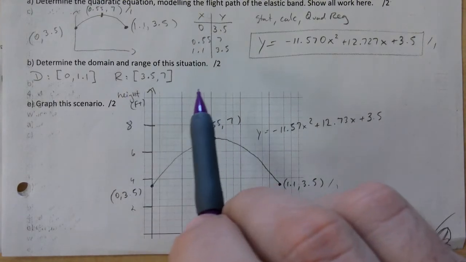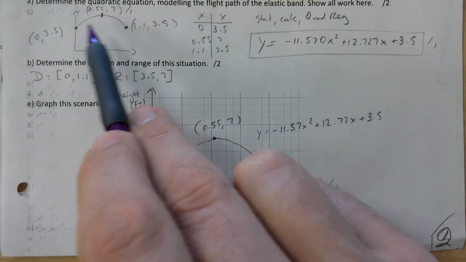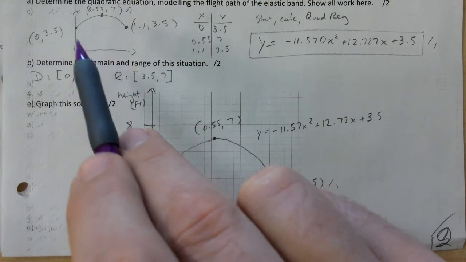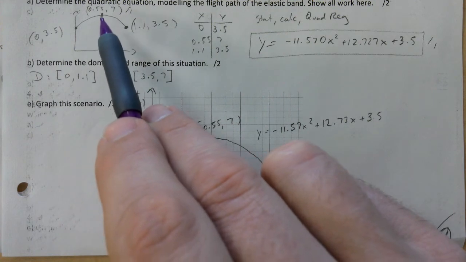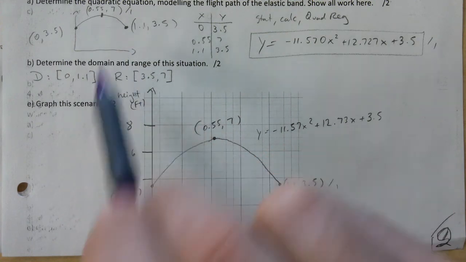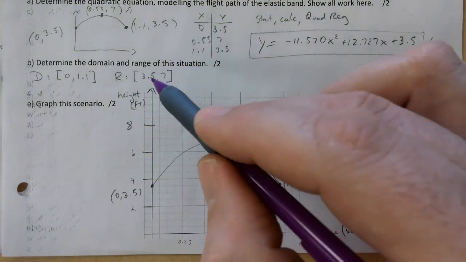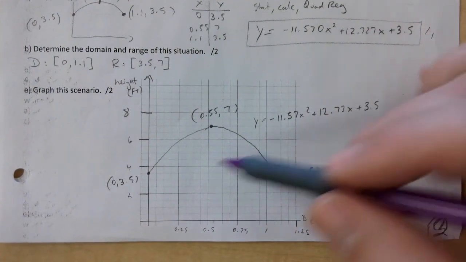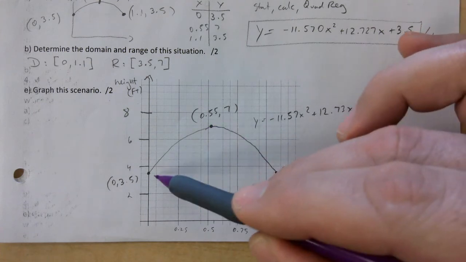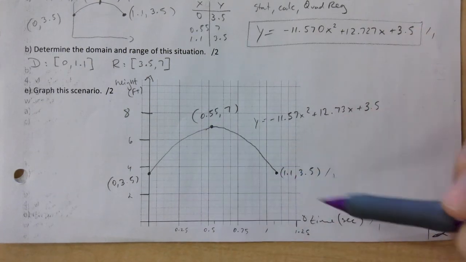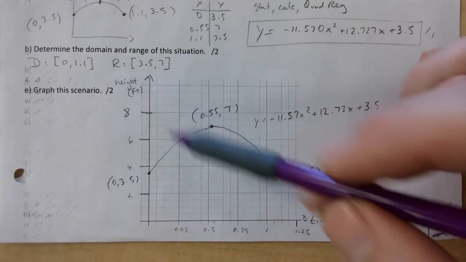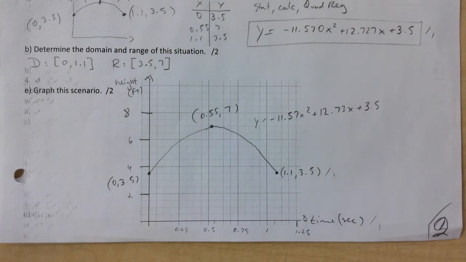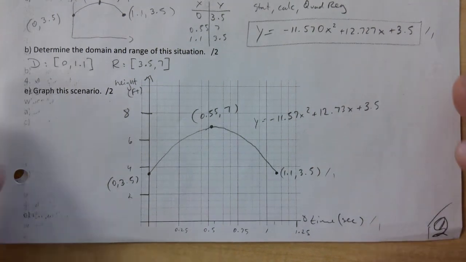Determine the domain and range of the situation. So domain, in fact, goes from 0 to 1.1. The range goes from 3.5 to 7. It never goes below 3.5, so your range should be that. Okay, 3.5 to 7. That's it. And your graph should reflect that. It should just go like this and land on the desk. Time in seconds, height in feet, consistent increments going both ways, equation there, and that would be giving you the marks there.